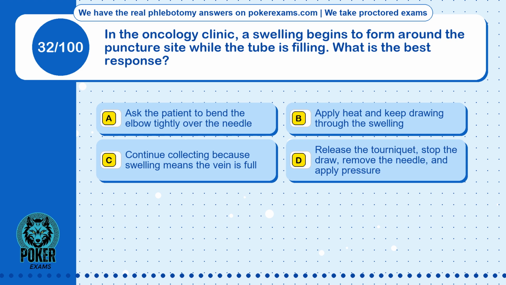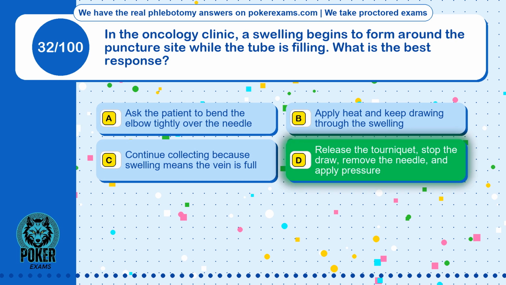Question 32. In the oncology clinic, a swelling begins to form around the puncture site while the tube is filling. What is the best response? Option A. Ask the patient to bend the elbow tightly over the needle. Option B. Apply heat and keep drawing through the swelling. Option C. Continue collecting because swelling means the vein is full. Option D. Release the tourniquet, stop the draw, remove the needle, and apply pressure.